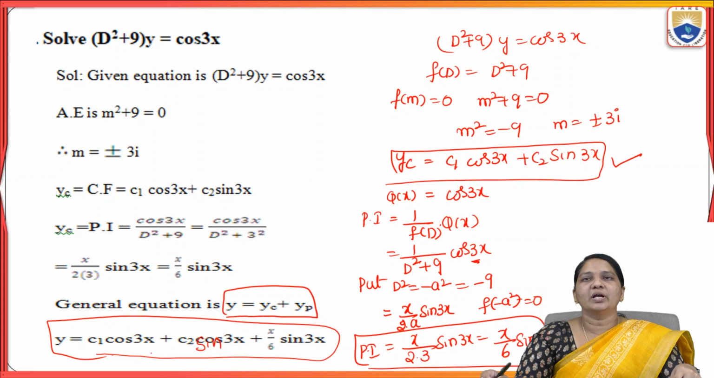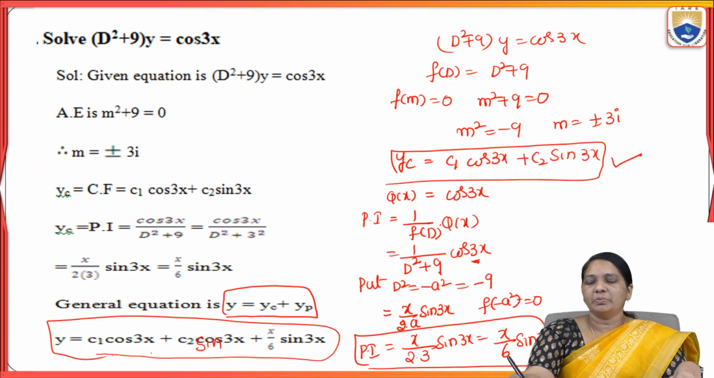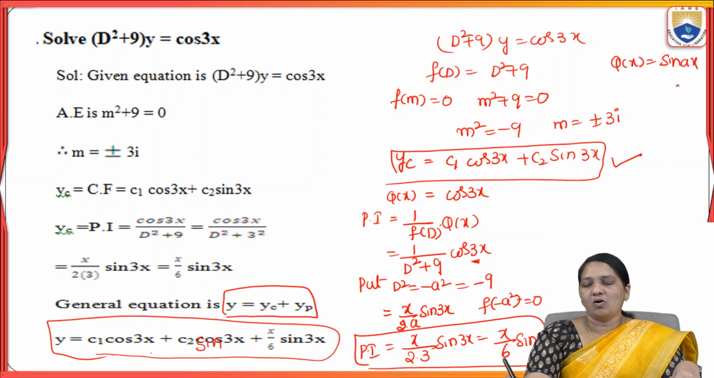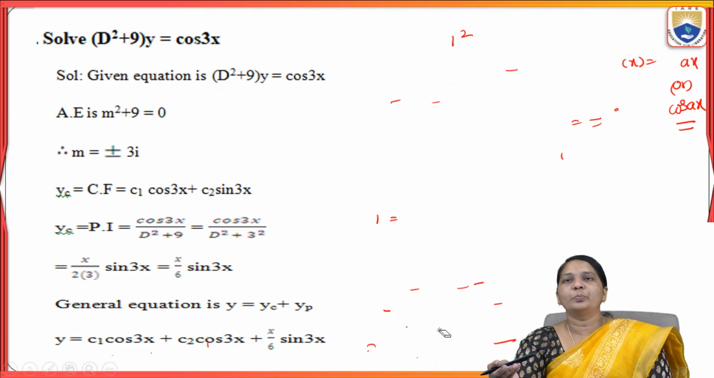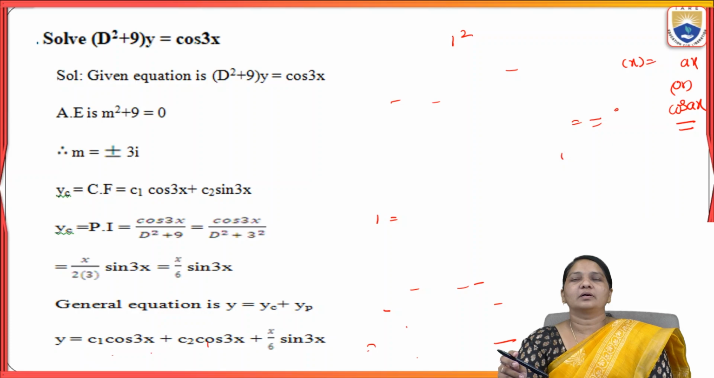For method 2, what is method 2? In place of q of x, if you are having sin ax or cos ax, for this we are going to follow this procedure. I hope you got clarity about solving the non-homogeneous equation by using method 2.